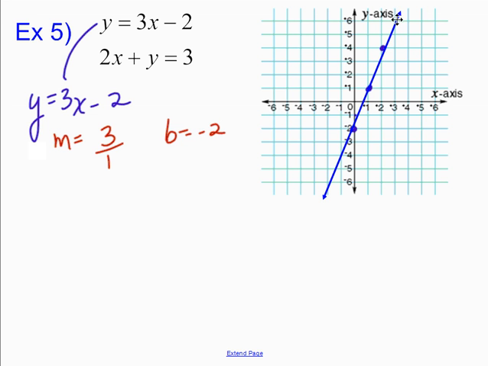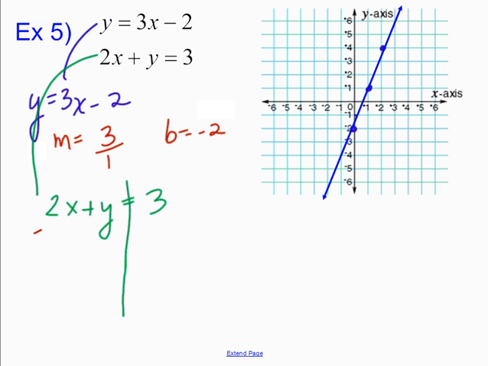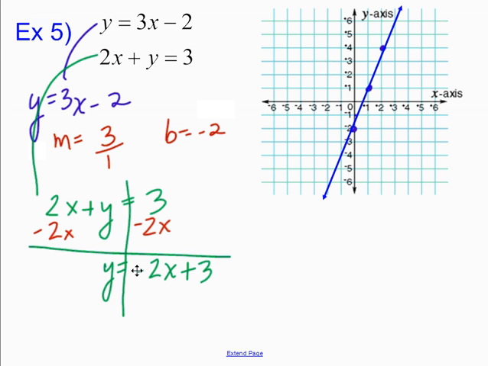Okay. Now what we want to do is work on the second equation. We do have to do a little work on this one. So 2x plus y equals 3. We need to get rid of that 2x, so let's subtract 2x from both sides. When we do that, the 2x's go away, leaving us with just y, and then this is negative 2x and a positive 3. Once again, we're going to get some information. We know that the slope is negative 2 and that the y-intercept is 3.